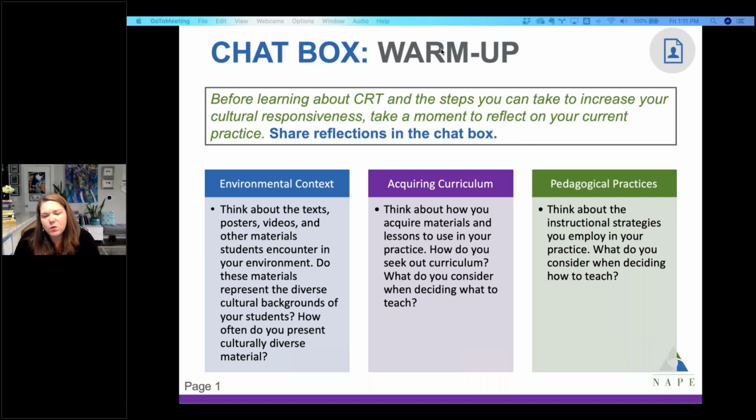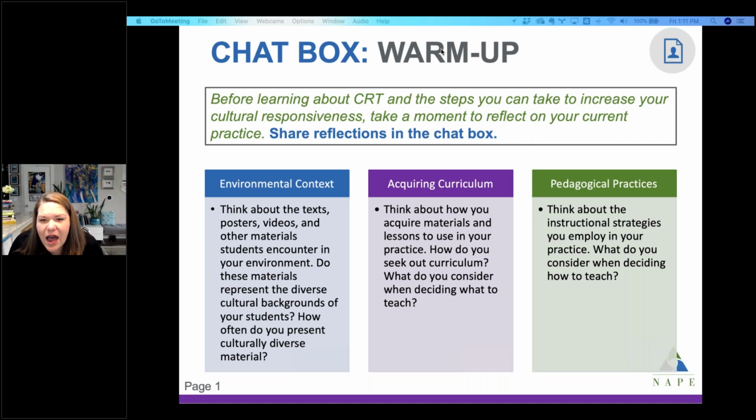So we want to look at and reflect on our work from an environmental context, thinking about what are the texts, the posters, the videos, other materials that students encounter in your environment. The question I want you to think about is, do those materials represent the diverse backgrounds of your students? And then in what ways and how often do you present culturally diverse material? That's an environmental context.